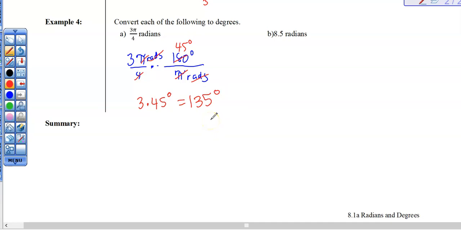All right, lastly, we have 8.5 radians. So we could just put that over 1 since we already have it written out. So 8.5 radians over 1 times 180 degrees. You don't need me anymore. I mean, you guys are totally fine by now. Pi rads, cancel, cancel. You guys have to plug that in the calculator because I don't have it. It's something over pi, like 1530 or something like that. Somebody give me 8.5 times 180.